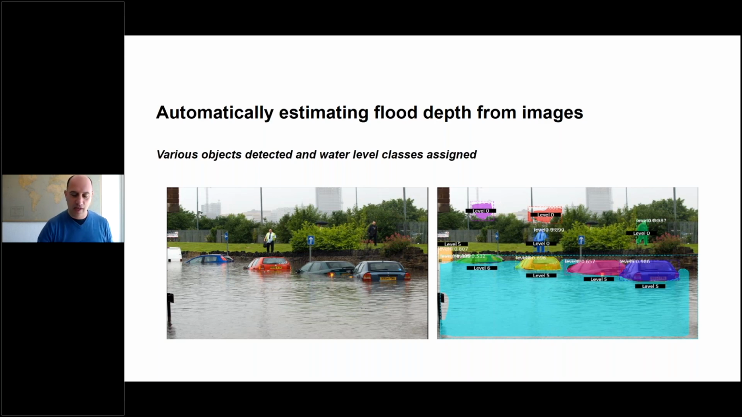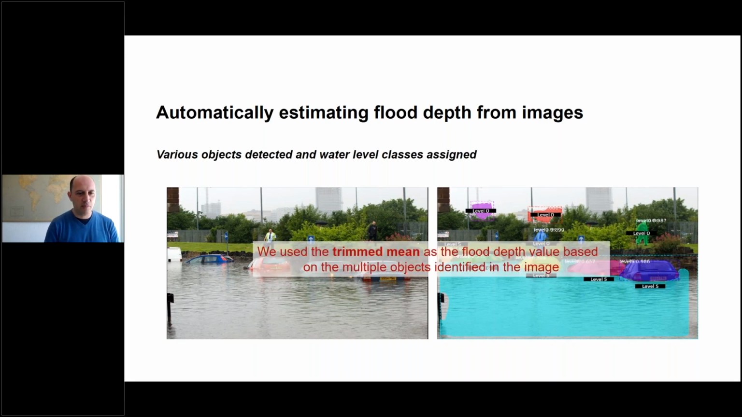And how do we do that? We ended up using a trimmed mean, which basically excludes some of the predictions, some of the objects, to then be able to calculate the average water depth in the image. Of course, this adds some uncertainty, but we could also have a distribution, which would also be possible. We would like to have specific information about this water depth prediction.